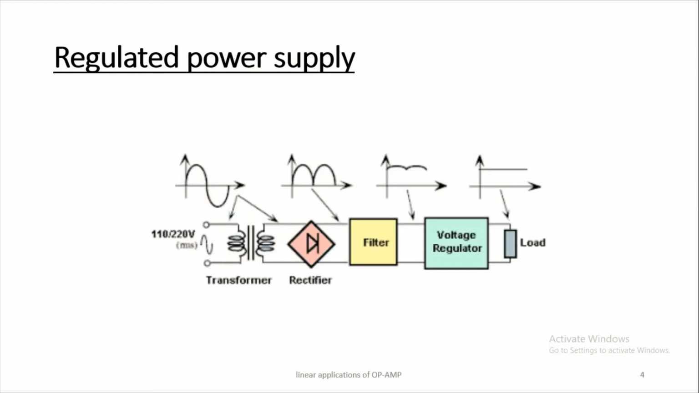The AC mains voltage is applied to a step down transformer. It reduces the amplitude of the AC voltage and applies it to the rectifier. The rectifier is usually a bridge type full wave rectifier. It converts AC voltage into pulsating DC voltage. The ripple in the pulsating DC is reduced by the filter which is connected after the rectifier. The combination of these three, transformer, rectifier and filter, is called an unregulated power supply.